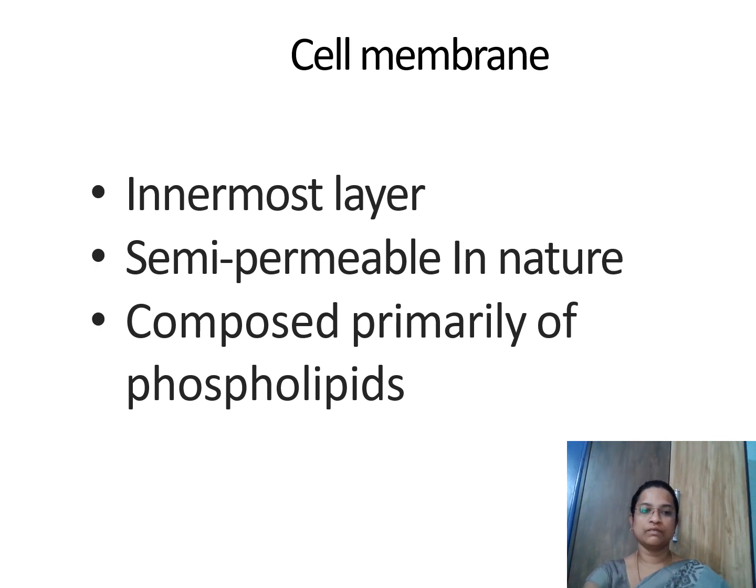The next component of the cell envelope is the cell membrane. It is the innermost layer of the cell envelope and it is semi-permeable in nature. It retains the cytoplasm, prevents loss of essential components through leakage, and also aids in the movement of nutrients, waste and secretions across the membrane.